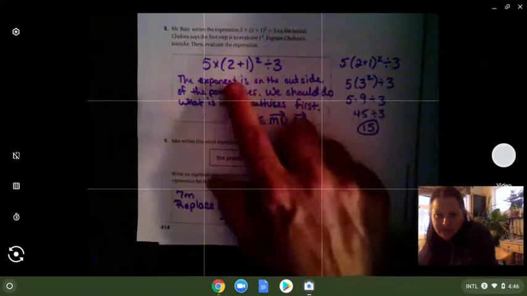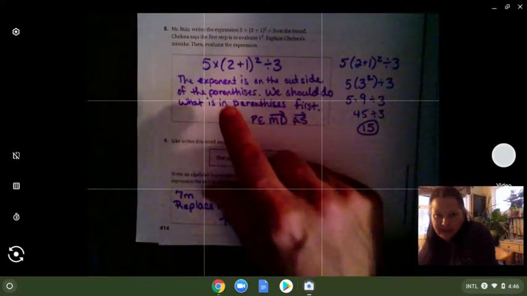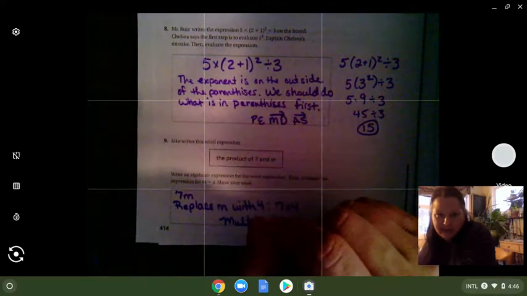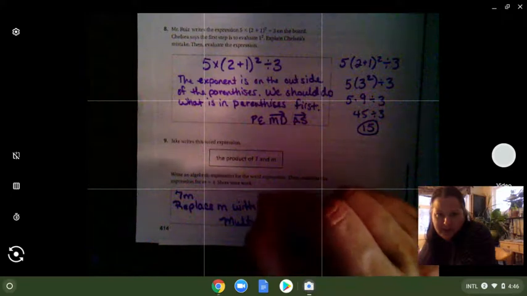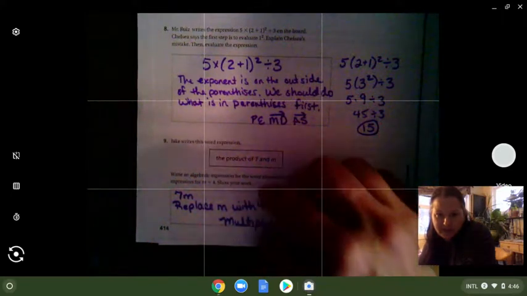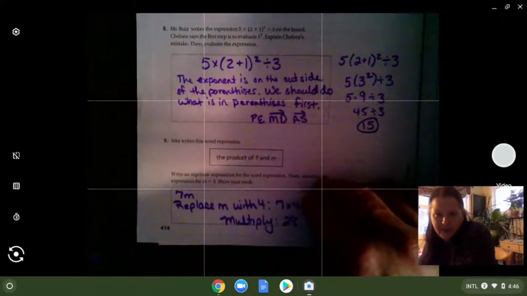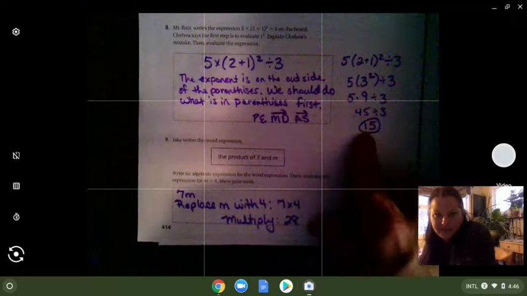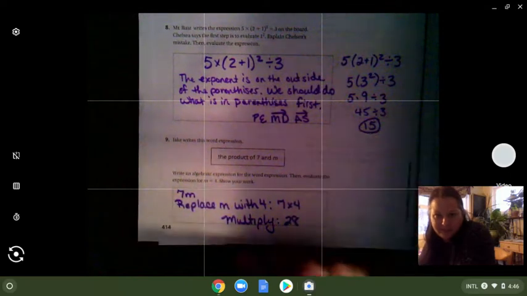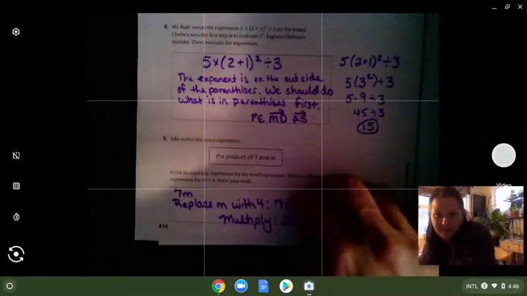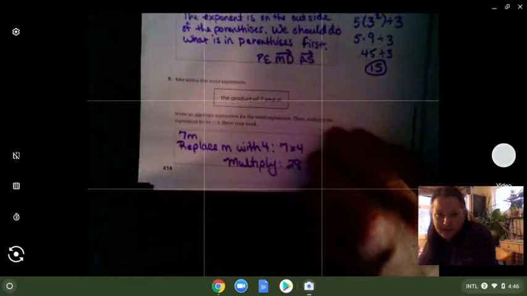Okay, so here is what I wrote to explain it. The exponent is on the outside of the parentheses. We should do what is in the parentheses first, according to order of operations. And when I evaluate the expression, I get 15. If you want to pause that and write that down, that would be great.